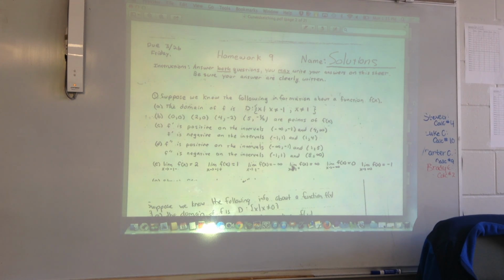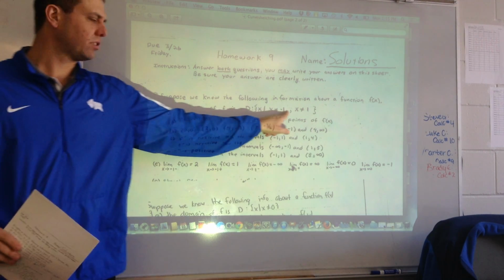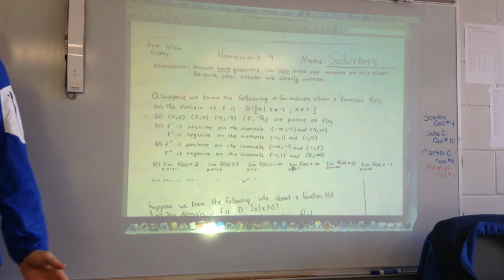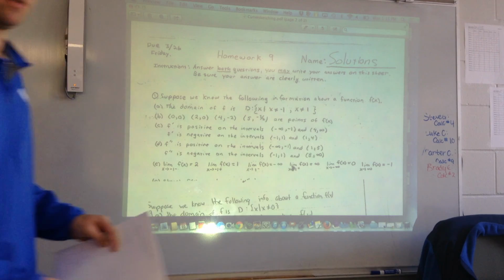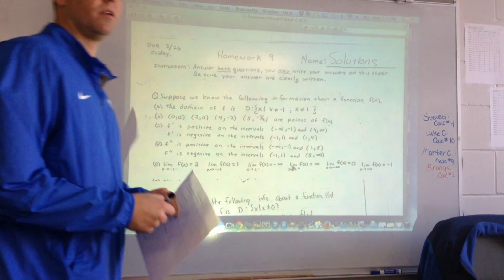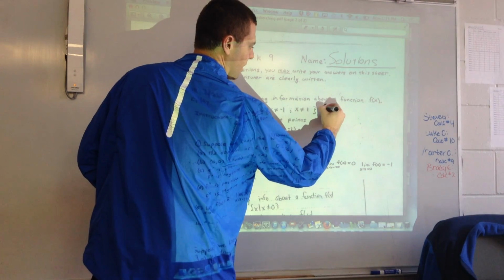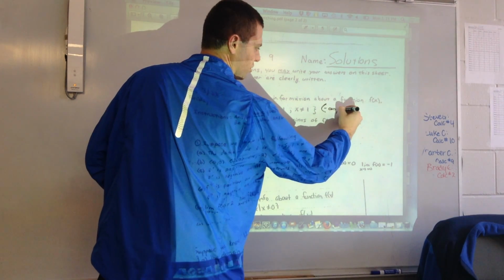So that's what they're telling you in this very first line. They're basically saying the domain is all real numbers except what? -1 and 1. So could you also say the domain is negative infinity, -1, union -1, 1, union 1, infinity? That's how I've taught you guys to write it. But this is another way.